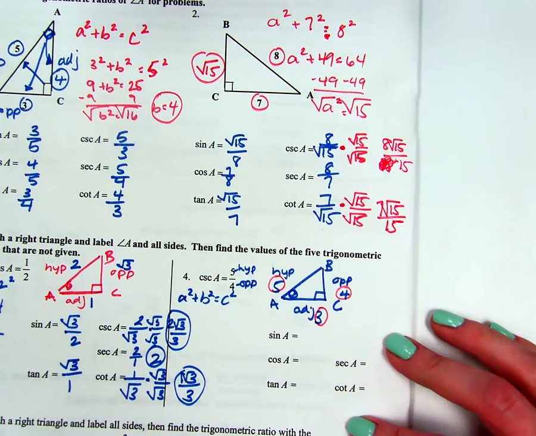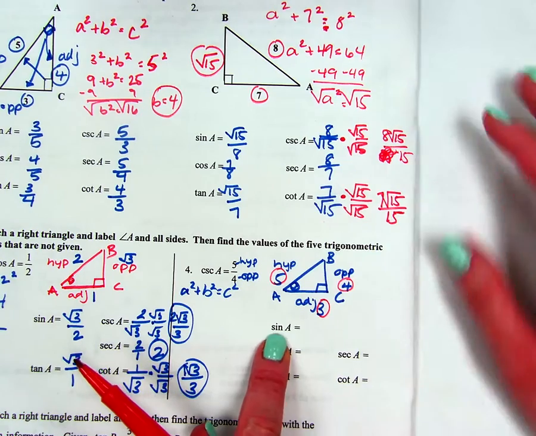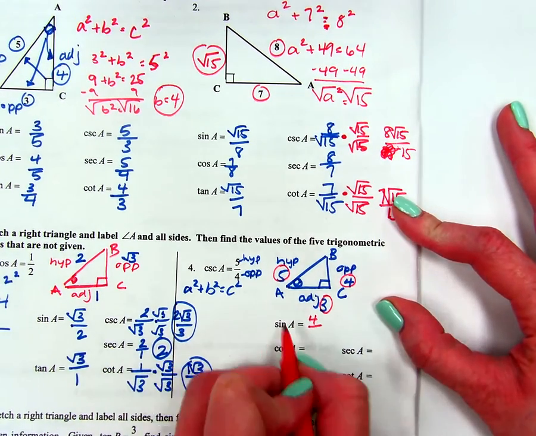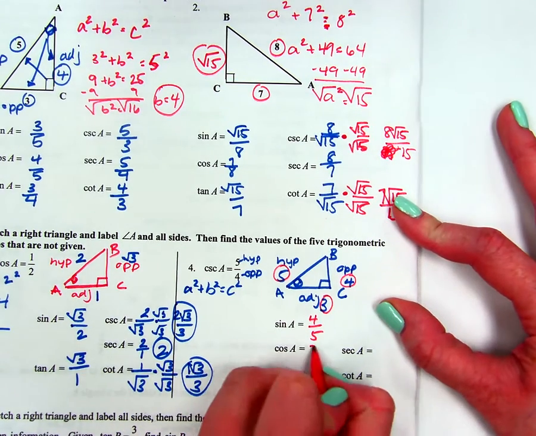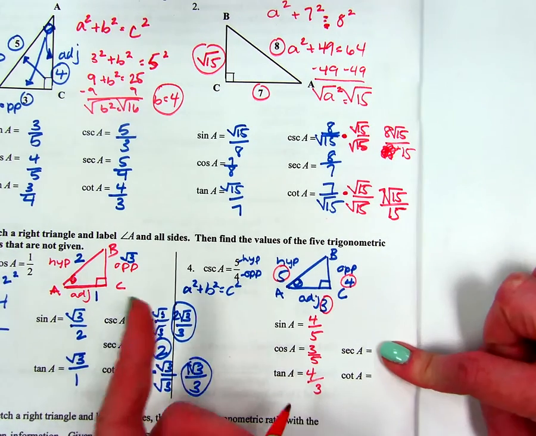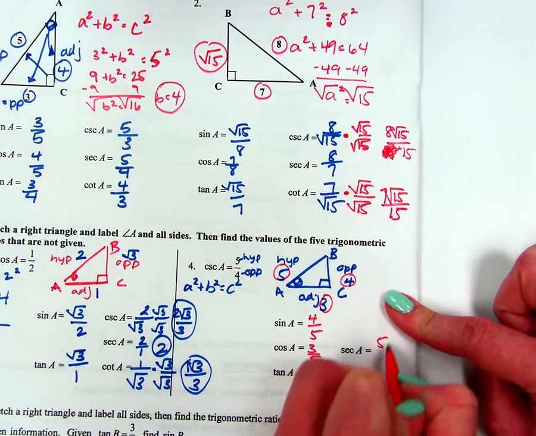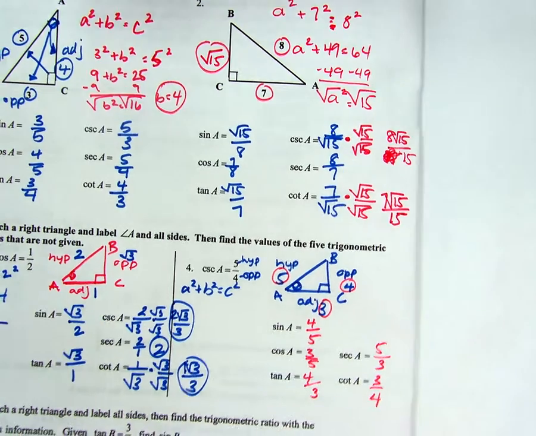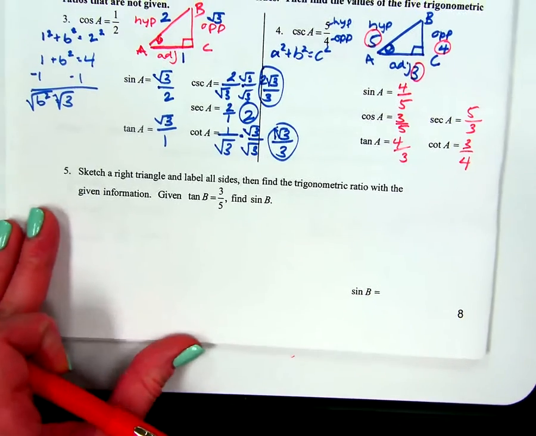And then we're just going to go through and label our 5 missing ratios here. So we have the sine. So remember, if you have your cheat sheet, sine is opposite over hypotenuse. So we have 4 over 5. Then we have cosine, 3 over 5. Tangent, 4 over 3. Secant, again, you can look back, is the reciprocal of cosine. And then cotangent is the reciprocal of tangent. So 3 over 4.